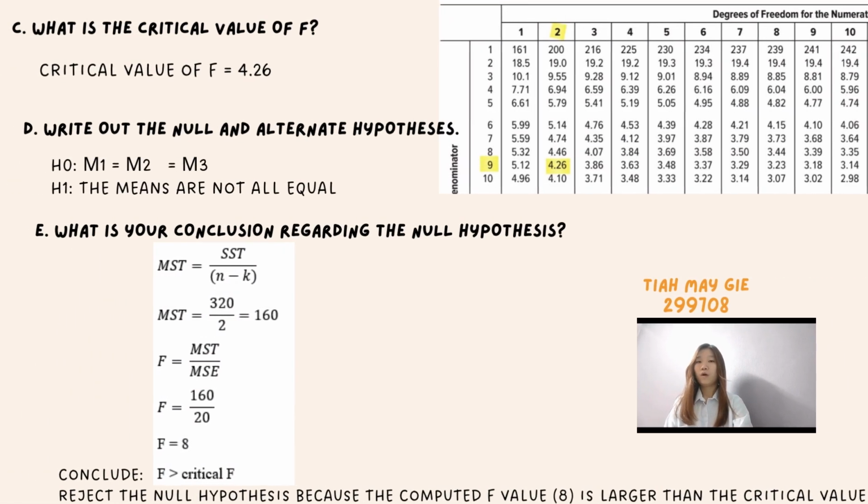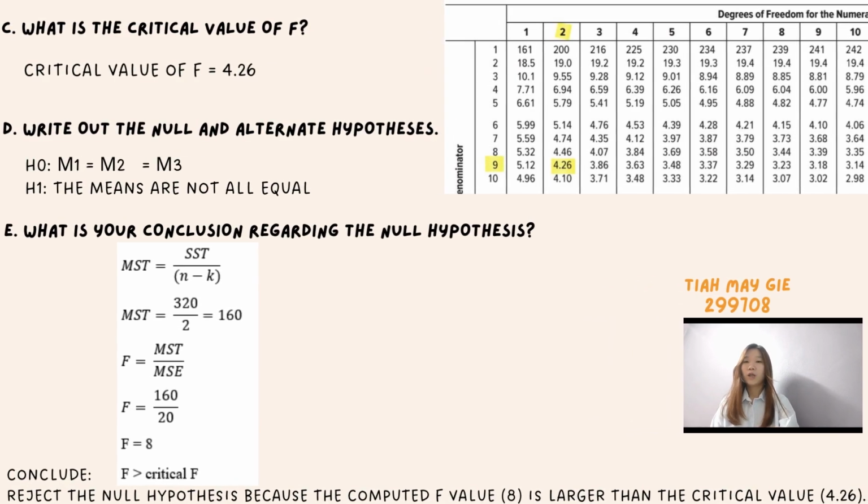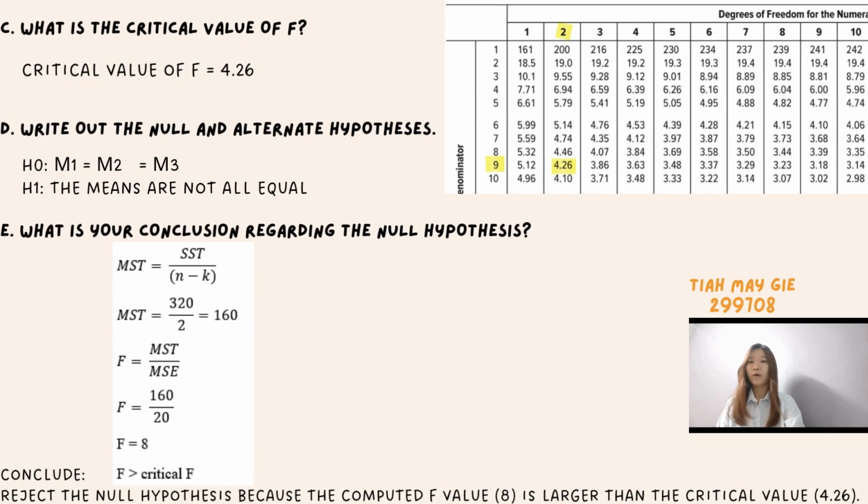C, what is the critical value of F, which we can get from the F distribution table? The numerator is k minus 1, which is 2, and the denominator is n minus k, which is 9. So the critical value is 4.26. D. Write out the null and alternate hypotheses. H0 is mean 1 equals mean 2 equals mean 3, and H1 is the means are not all equal.